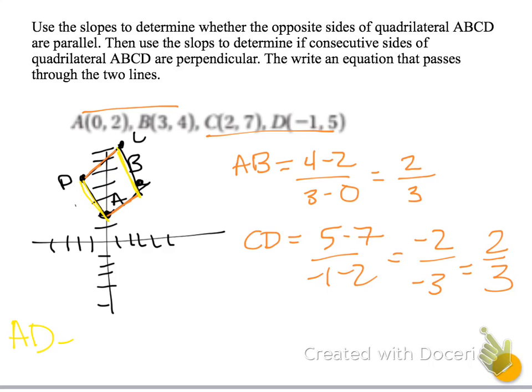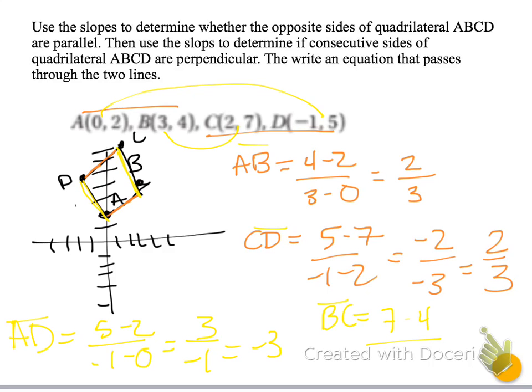So AD, the slope, is 5 minus 2 over negative 1 minus 0. 5 minus 2 is 3. Negative 1 minus 0 is negative 1. So negative 3. And then we have to also check BC to see if they're the same. Okay, so then that's 7 minus 4 over 2 minus 3. 7 minus 4 is 3. 2 minus 3 is negative 1, so negative 3. Okay, so we know both of the opposite sides are parallel.